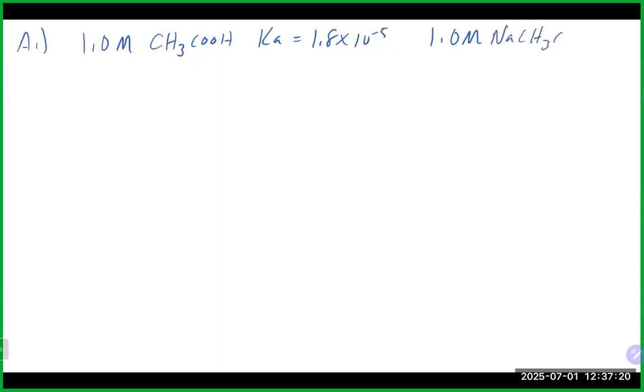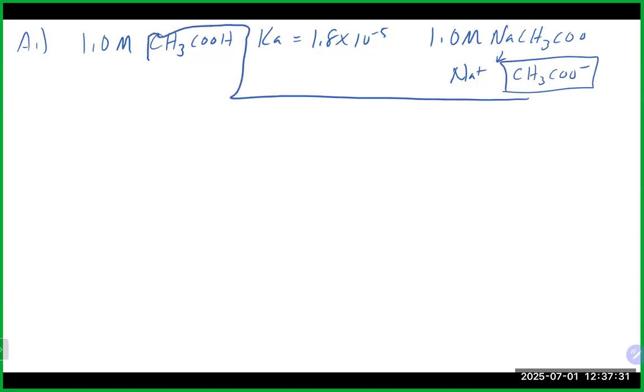So in A here, we got 1 molar acetic acid, which is a weak acid with a Ka value of 1.8 times 10 to the minus 5. And we're going to have 1 molar of sodium acetate, which is a salt. Once again, this salt is sodium ion and acetate ion. So our buffer really is these two things here. That is our acid part of our buffer, and obviously this is our base part of our buffer.